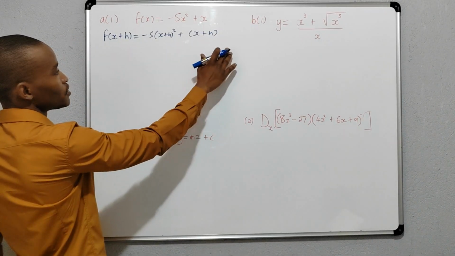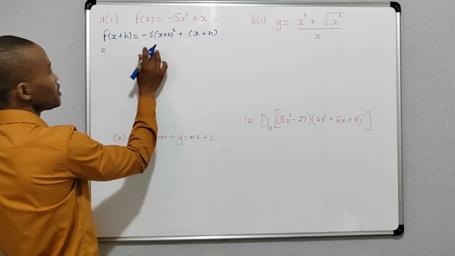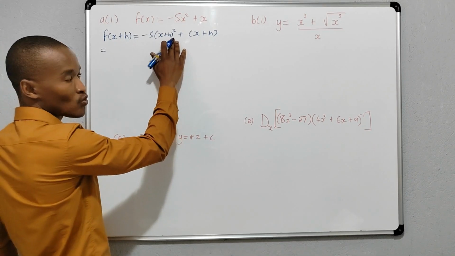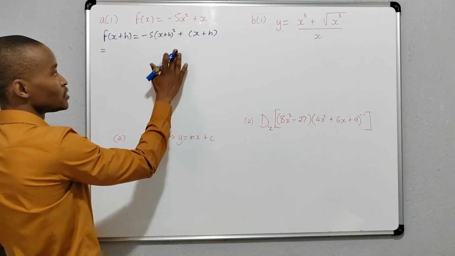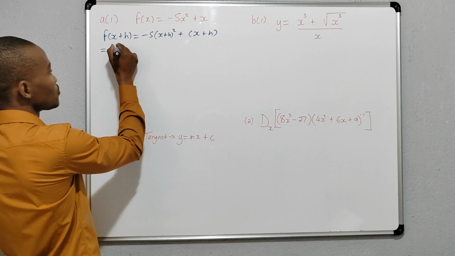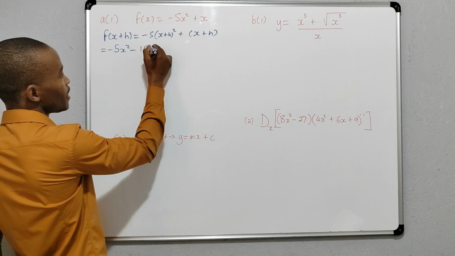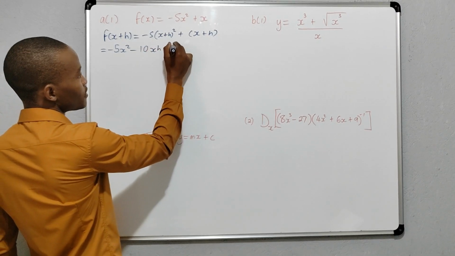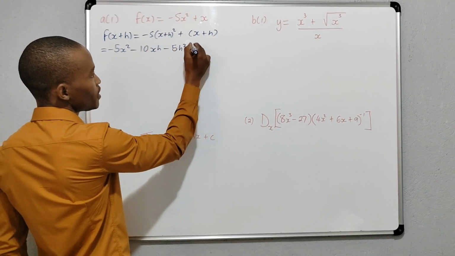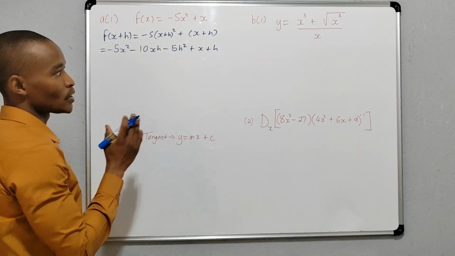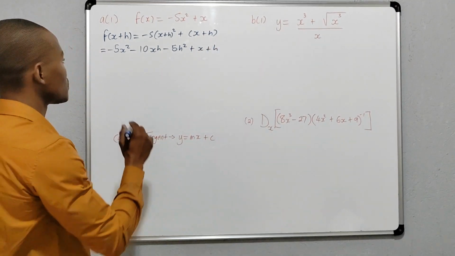What do we need to do here? We need to expand. So we're going to have x squared plus 2xh plus h squared in the brackets. Then you need to distribute the negative 5. So you end up with negative 5x squared minus 10xh minus 5h squared plus x plus h. Are we ready to take it to our equation?